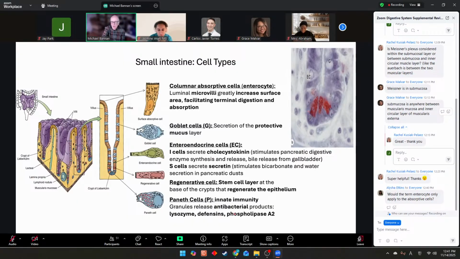These are cells involved in innate immunity, and these granules contain and release antibacterial products, including lysozyme, defensins, and phospholipase A2. Okay, so those three things are the major products that we find in the granules in the Paneth cells: lysozyme, defensins, and phospholipase A2.